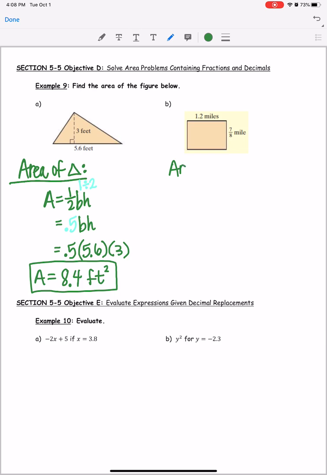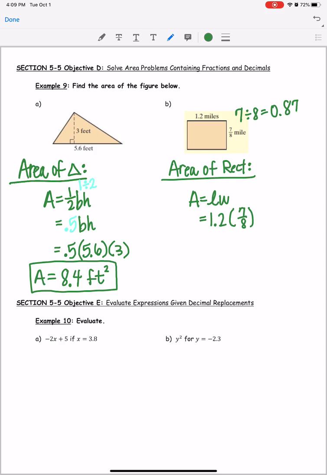Now that I have over here an area of a rectangle, use the formula we've been using this whole class of area equals length times width. So your length is this 1.2, and then your width is the 7.8. Now, just like before when I changed this fraction to a decimal, you could technically do that. In your calculator, if you do 7 divided by 8, you get 0.875. And so you could plug that in here instead.